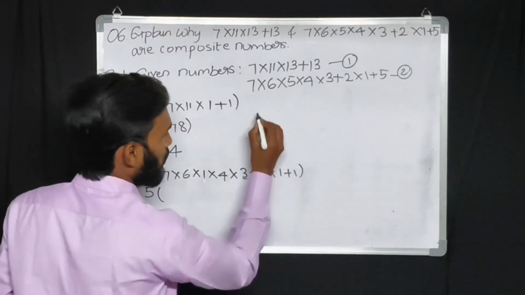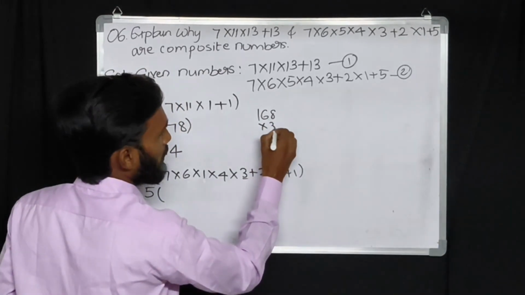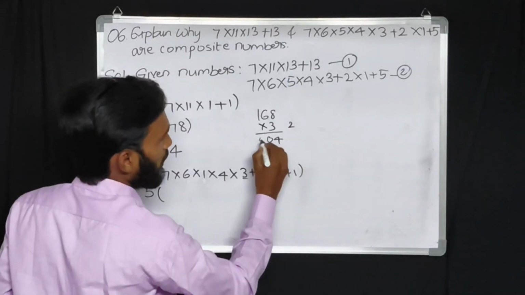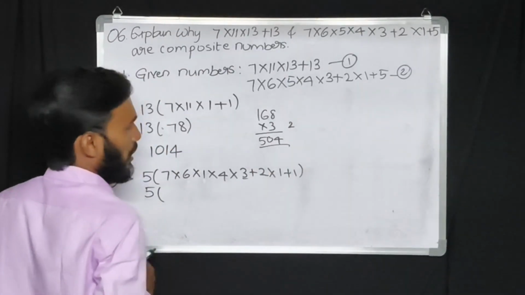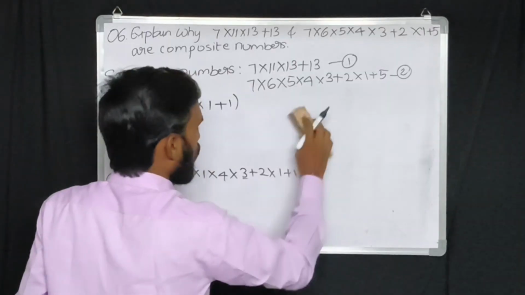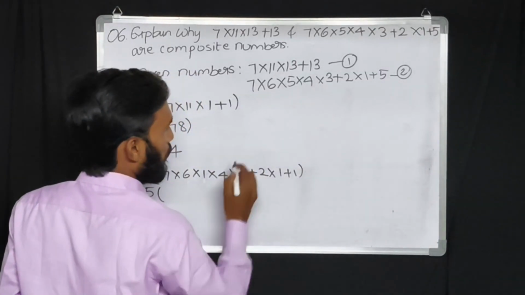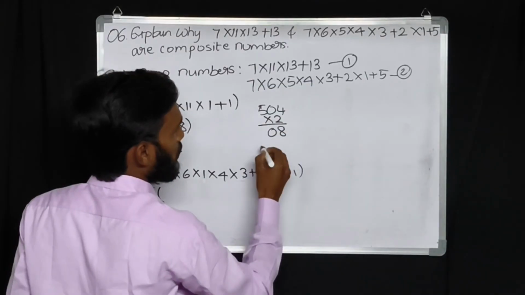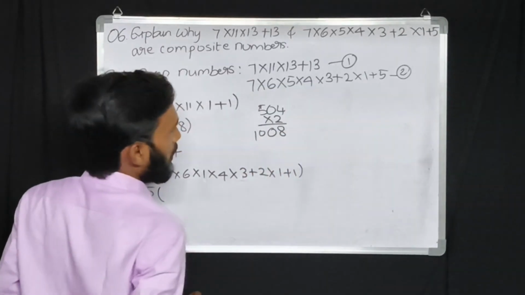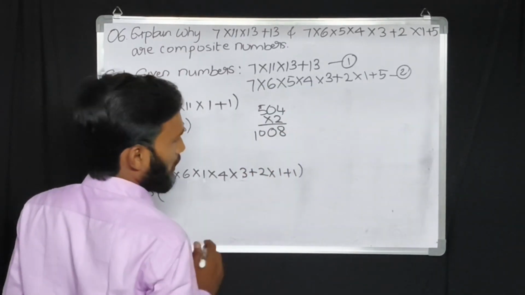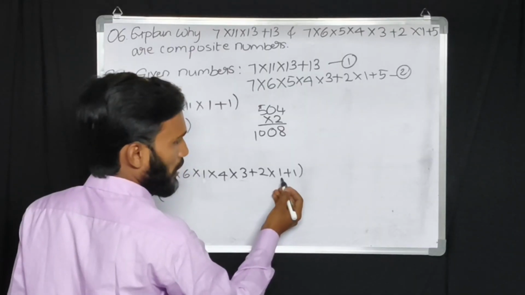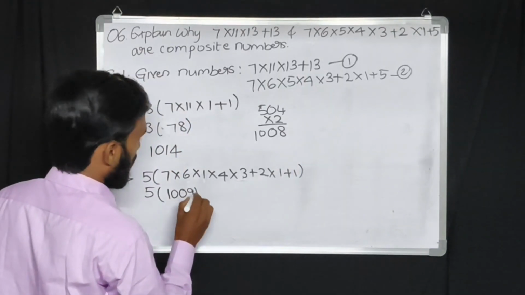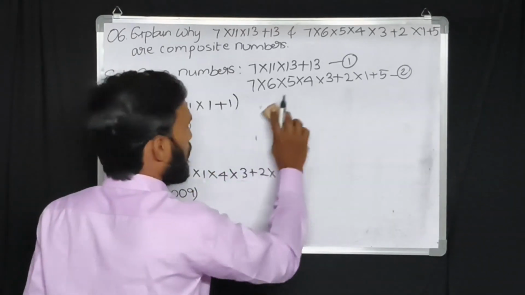168 into 3. 3 8s are 24, 3 6s are 18, 20, 3 1s are 3, 504. Again, 504 plus 2. 504 into 2. 2 4s are 8, 2 zeros are 0, 2 5s are 10, 1008. 1008 into 1, 1008 plus 1, that means 1009.